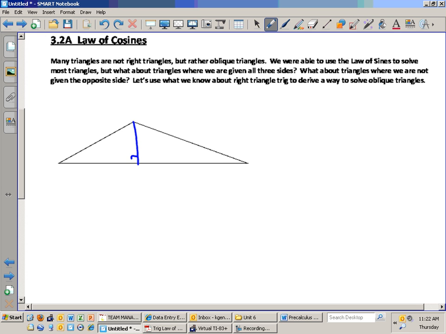We'll drop an altitude. We'll make it h. We'll call this A, B, and C. What is the entire length on the bottom? C. We'll divide it up into two pieces. We'll call one x. We'll call the other one c minus x. Very good. Now the idea is I would like to write an expression, say using angle A. I have side A over here. I have side B over here.